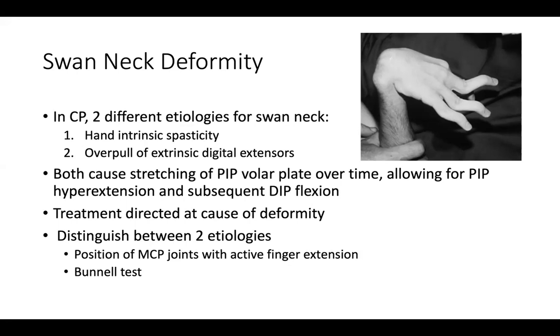And then in cases where it's due to overpull of the extrinsics, the patients will have the MCP joints in extension when they actively extend their fingers. And these patients typically have a wrist flexion contracture as well. And so over time, their wrist extensors are kind of working overdrive, trying to pull their wrist into extension as well. And over time, that leads to the laxity of the volar plate at the PIP joint and the resulting swan neck. And then in these patients, the Bunnell test will be negative.